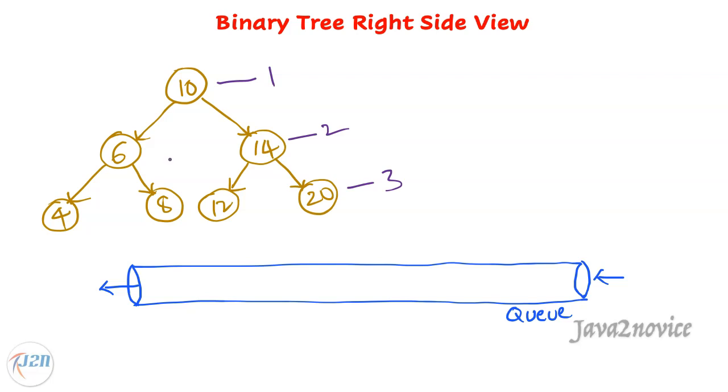Let's discuss the approach in detail. As a first step, we will add a root node into the queue. Root node is 10. Now we will start processing this queue. We will process this queue until this queue is empty. Processing means we will remove one node at a time from the queue and add its children into the queue. If you are constantly adding and removing nodes from the queue, how do you identify when the current level or next level is starting or ending? We need to track this.